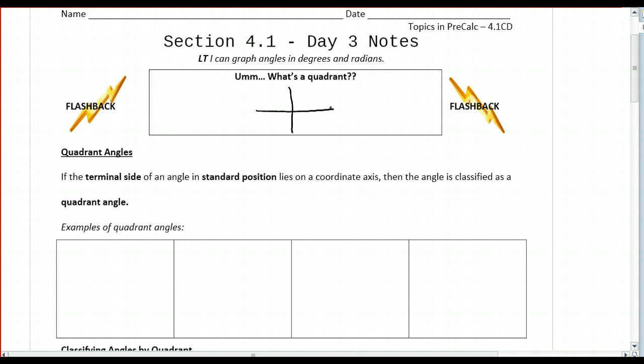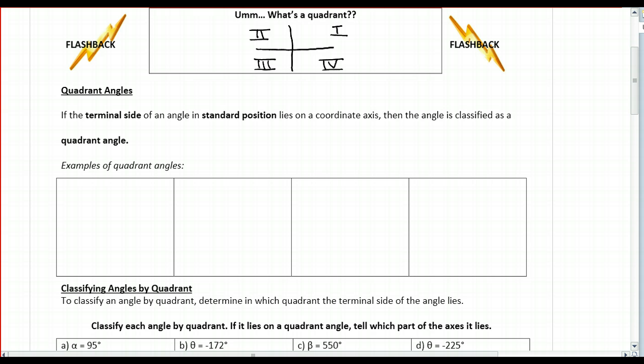If we go through and label our quadrants, if you remember, this was quadrant 1. This was quadrant 2. This is quadrant 3. And finally, quadrant 4. Good thing we just had that flashback to what a quadrant is, because today we're going to talk about quadrant angles.